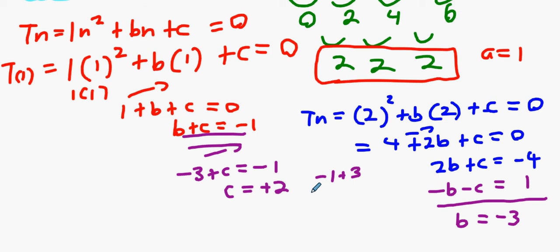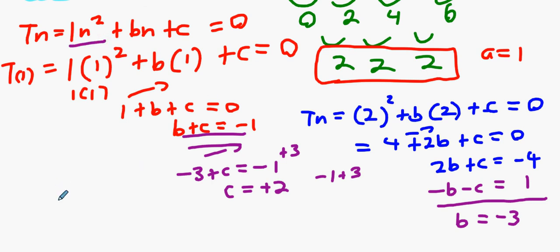Anybody, have we successfully got all the marks in this question? c is plus 2. You bring the minus 3 from the left to the right, it becomes a plus 3. Minus 1 plus 3 is plus 2. Brian? Yeah, that's the formula. Always says n squared.